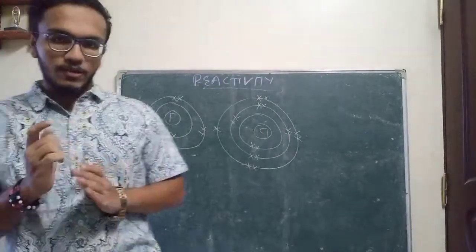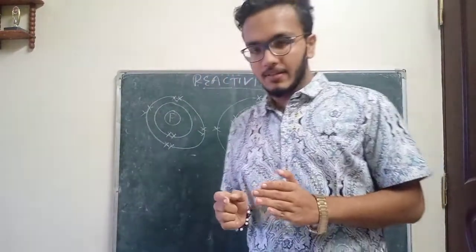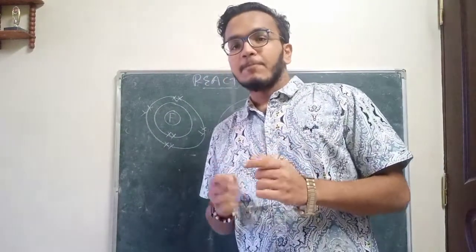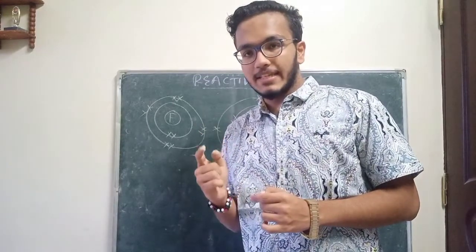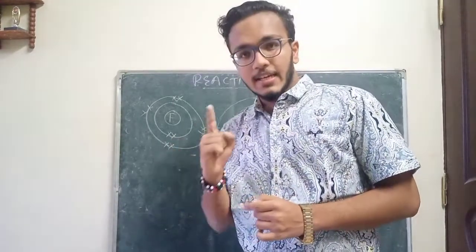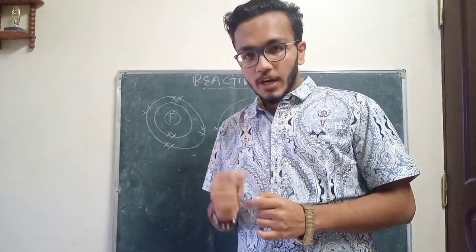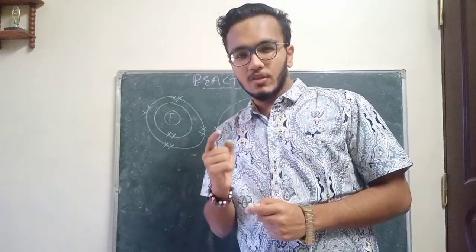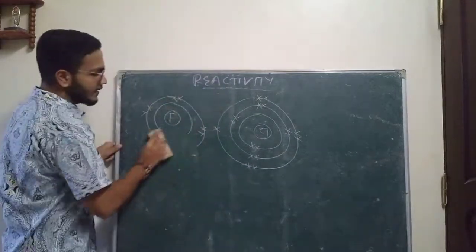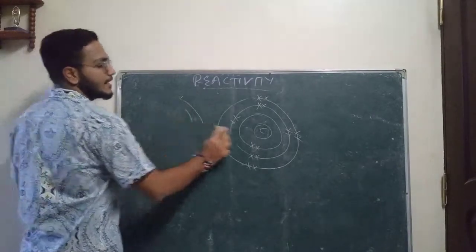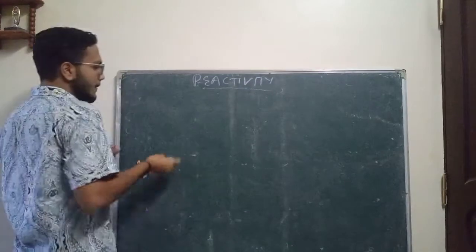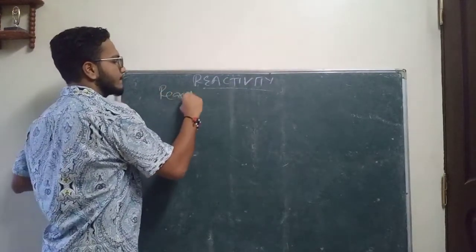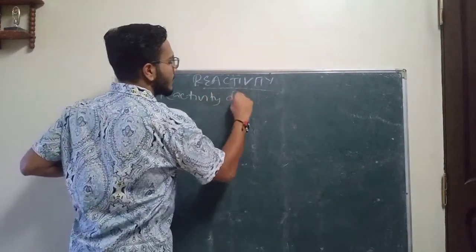Now mind the contrast in halogens and alkali metals. In alkali metals, we said larger atomic radius, weaker nuclear force of attraction, the valence electron can be easily lost. In halogens, smaller atomic radius, stronger nuclear force of attraction, the valence electron can be easily gained. So reactivity decreases down the group. Why? Reactivity decreases down the group.